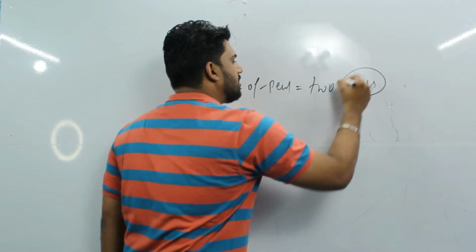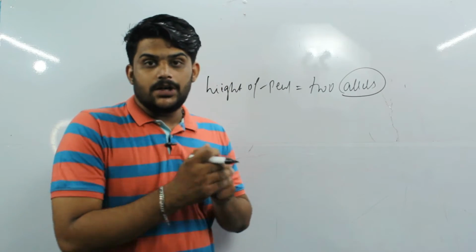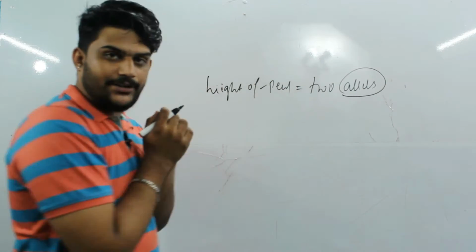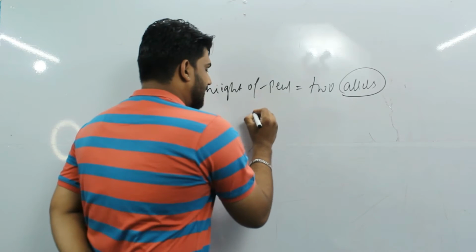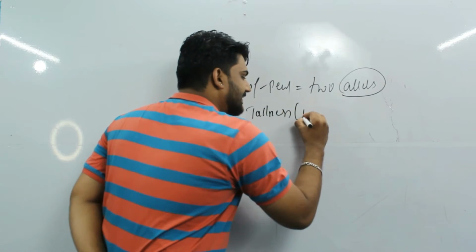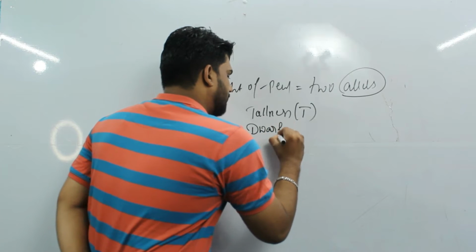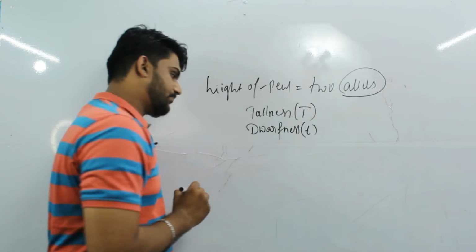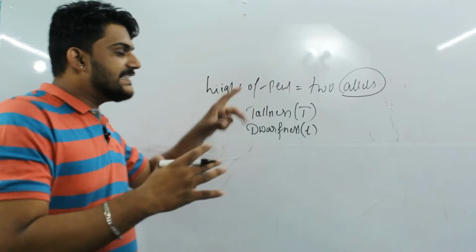Then you can ask me, what is an allele? An allele is one of a pair of genes which represent two different characters. Here, for the height of a pea plant, there are two different alleles: one is tallness, which can be represented as capital T, and dwarfness, which can be represented by small t. These two alleles played a very big role in his experiment.